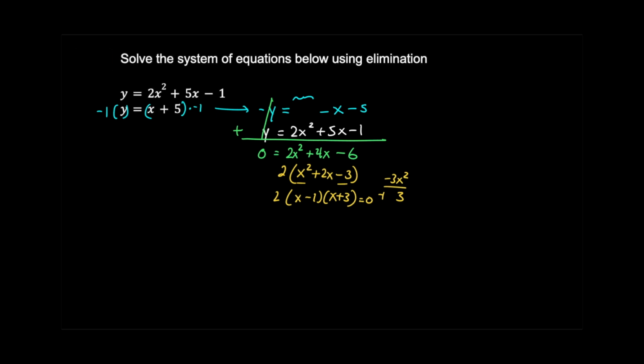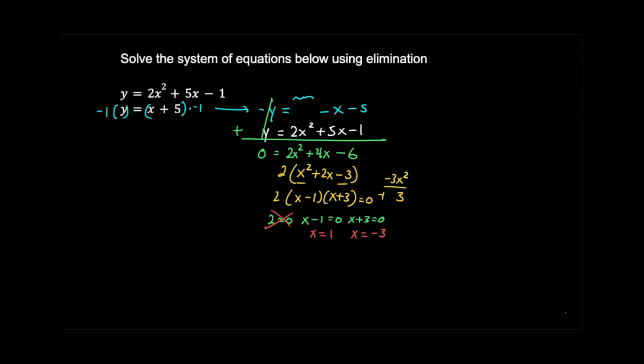Zero product property says we set each factor equal to 0, so 2 equals 0, x minus 1 equals 0, and x plus 3 equals 0. 2 equals 0 doesn't actually give us a solution. Second one, we would have x equals 1, and the third one, we have x equals negative 3. We're not quite done, though. We do still have to find the y values for each.